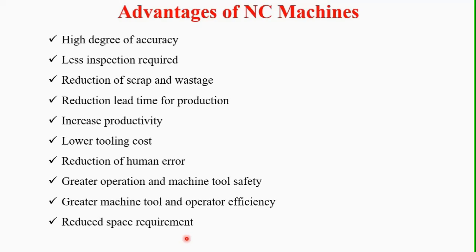Then it increases productivity, it also increases machine tool efficiency as well as operator efficiency. Then it lowers the tooling cost, it reduces human error in manufacturing, and it also reduces the space requirement, as we can carry out a number of operations on a single NC machine. So the space requirement is reduced here.